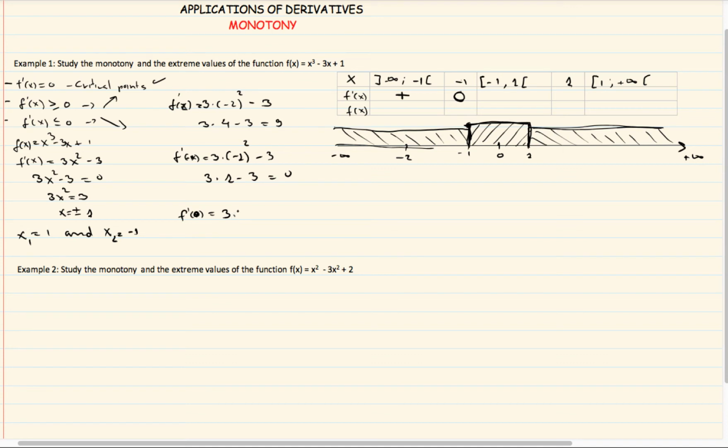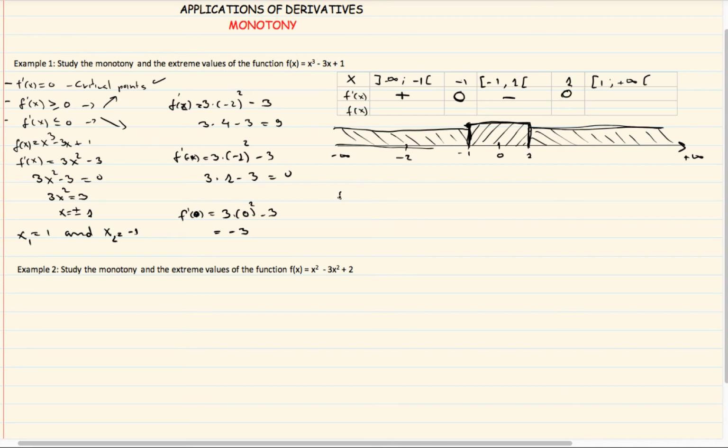So if I choose 0, I'm having 3 into 0 square minus 3, and the solution of this is minus 3, and minus 3 is negative. So this function is negative within this interval. And again, I have this critical point 1. If I replace this function, the derivative, and I put 1 in the place of x, I will have 3 into 1 square. So 3 into 1 is 3, minus 3 is 0. So this function will again be 0 at this point.